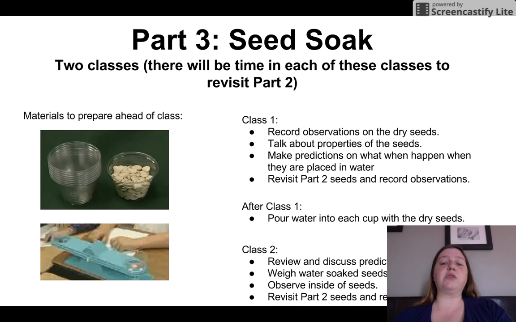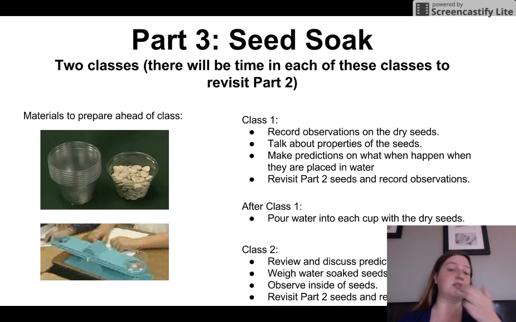And then we're going to revisit part 2, the seeds that they already have growing, record those observations. They're going to need to measure the seeds. They're going to need the gram cubes. They're going to need the scales out. These are not in the boxes. These are in the plastic crates, which is called the Structures of Life Measuring Kit, it would say on it.